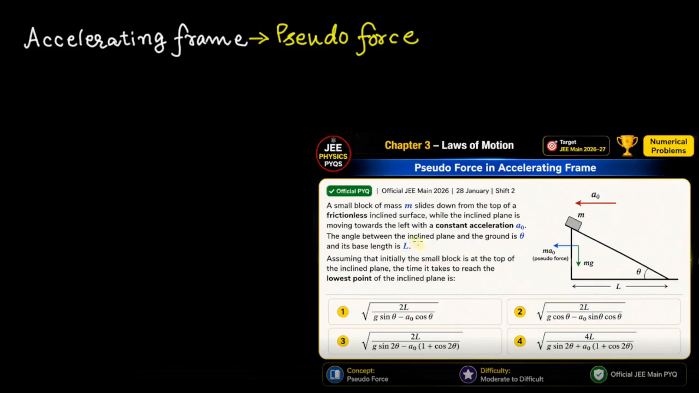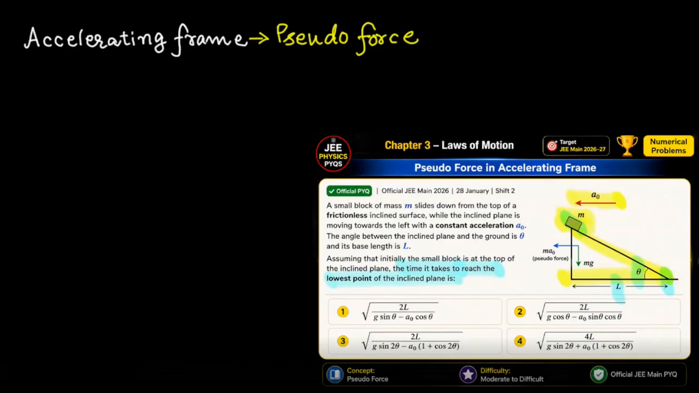A small block of mass m slides down from the top of a frictionless inclined surface, while the inclined plane is moving towards the left with a constant acceleration a0. The angle between the inclined plane and the ground is theta, and its base length is L. Assuming that initially the small block is at the top of the inclined plane, we have to find the time it takes to reach the lowest point of the inclined plane, that is here.